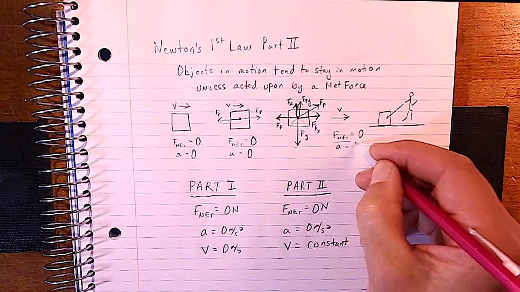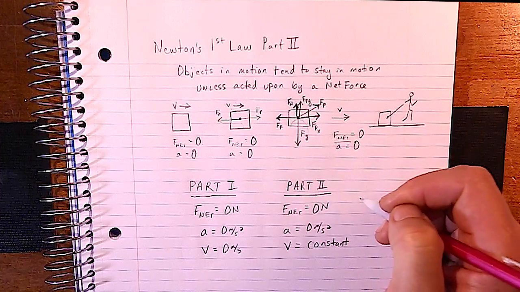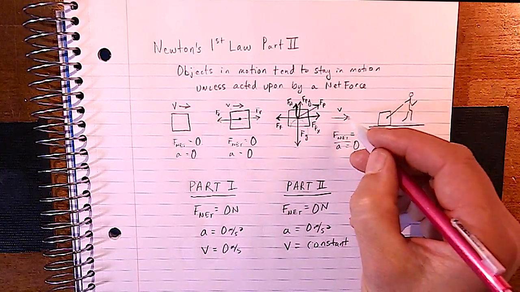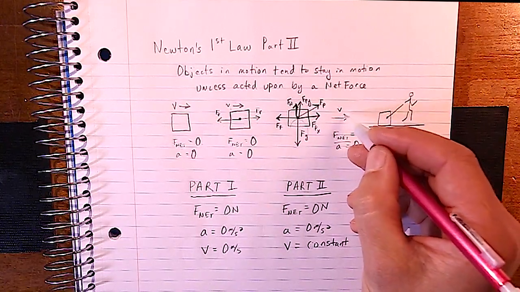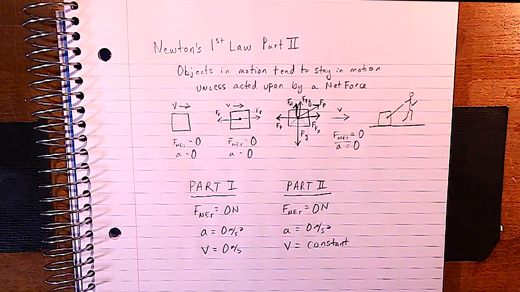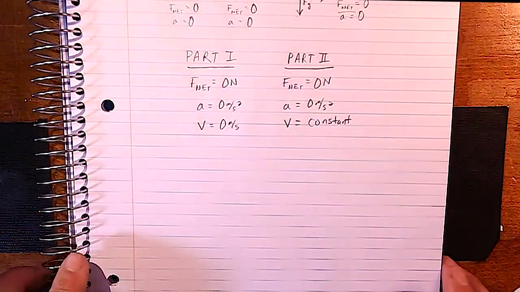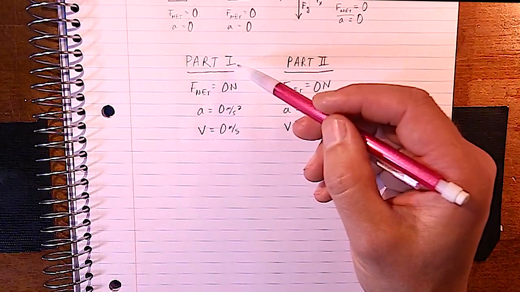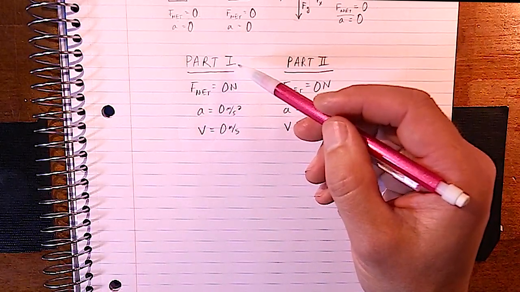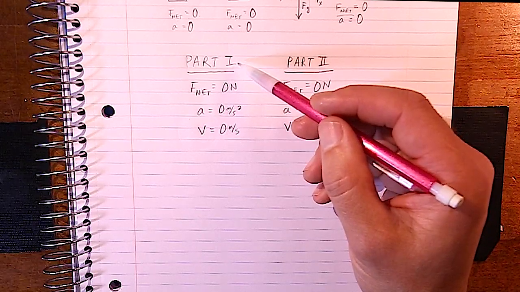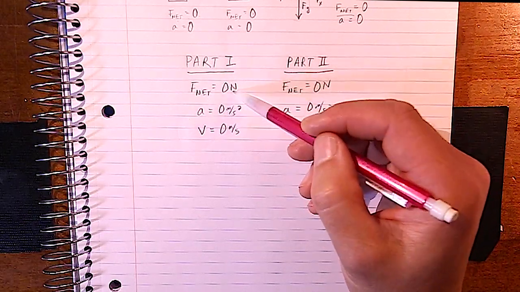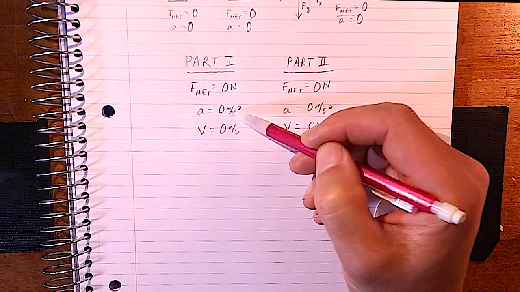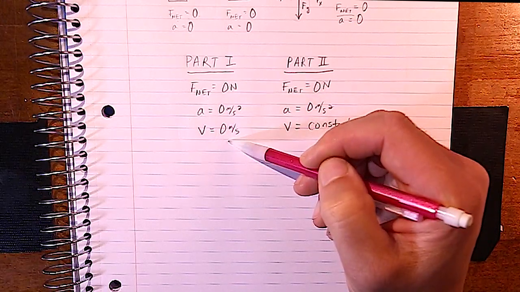If the net force is 0, its acceleration is 0. And if it was already moving, it's going to continue to move at a constant velocity. So let's just sum this all up. Newton's first law, part 1, says objects at rest tend to stay at rest unless there's a net force. So if the net force is 0, the acceleration is 0, and the object stays at rest.